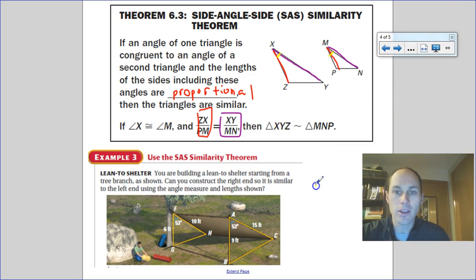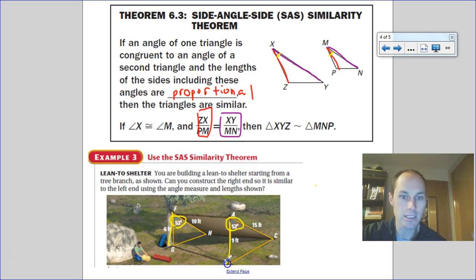Taking a look there, you're building a lean-to shelter starting from a tree branch as shown. Can you construct the right end so it is similar to the left end using the angle measure and lengths shown? Because obviously you don't want it to tip over, so we want similar triangles in our lean-to. So we have 53 degrees. Those angles are congruent, so I need two sides that are proportional.